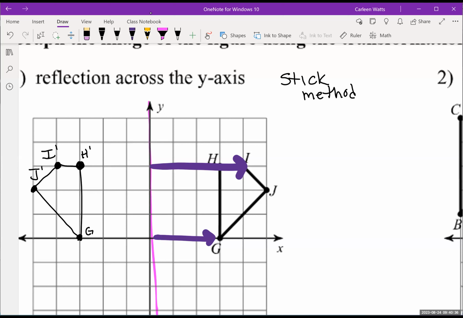Okay, a reflection. So if I put a mirror on the y-axis, it's like GHIJ is looking in the mirror. And when we look in the mirror, we actually see the opposite, right? You know how on your phone, if you push the little button and take a selfie, it's backwards. Sometimes the phones are now fixing them. Sometimes you're actually taking a picture of your reflection. But does it make sense now? Reflect across the y-axis.